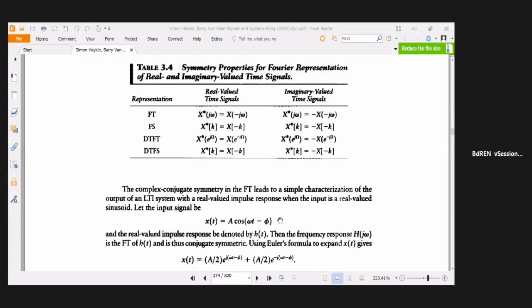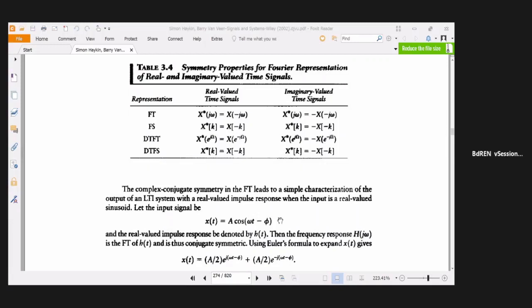If we have a real signal, then what will be the properties of the Fourier transform? And if we have an imaginary signal, what will be the Fourier transform? Please look at table 3.4. As you know, your Fourier transform as well as the Fourier constants that we have determined for the case of Fourier series are all complex quantities. Then those complex quantities will have a real part as well as an imaginary part.